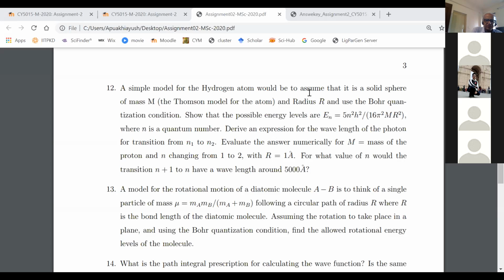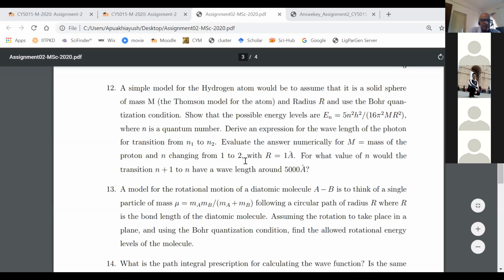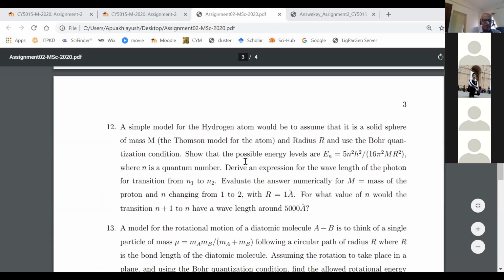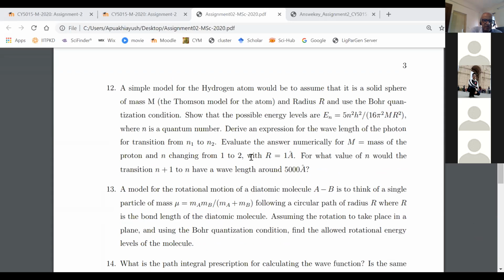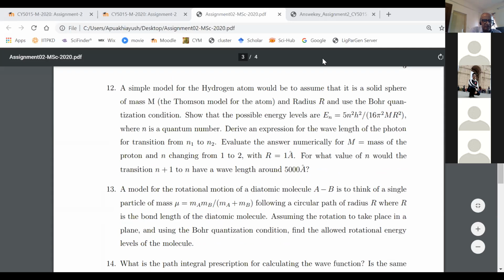Aparna, please continue. Sir, Neela here. Yes. Sir, in question number 13, we have considered the two molecules to be a single molecule of mass mu. So, do we have to consider center of mass as that molecule, that single molecule that we are considering?